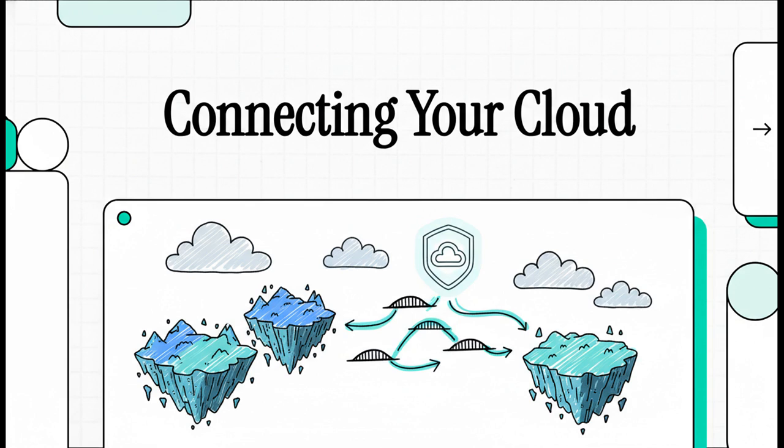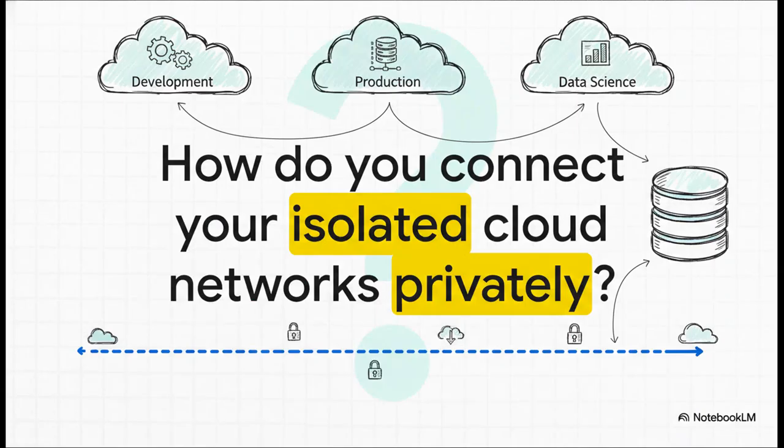Let's get into it. So here's the problem basically everyone runs into. Let's say your company has a bunch of different teams, right? You've got your dev team, your production environment, data science, and you've done the smart thing by putting each one in its own isolated virtual private cloud, a VPC. That's fantastic for security, great for organization. But now, your development environment needs to grab data from a shared database that's sitting in another VPC. How do you link them up privately and securely without just throwing everything out onto the public internet?